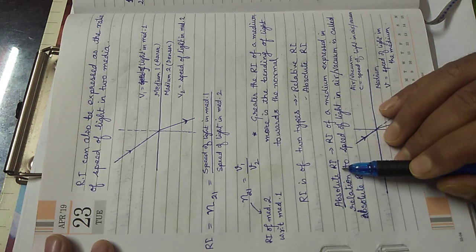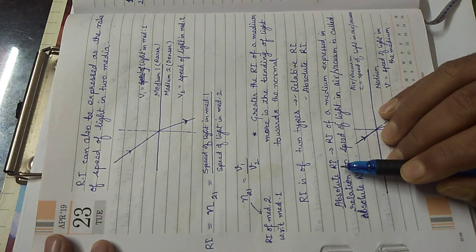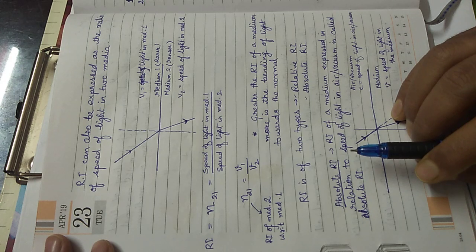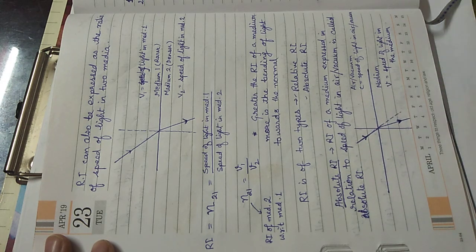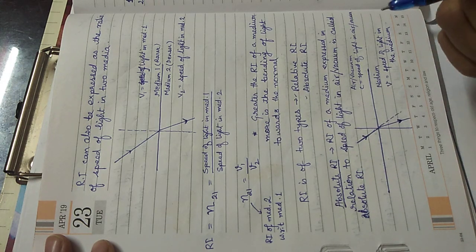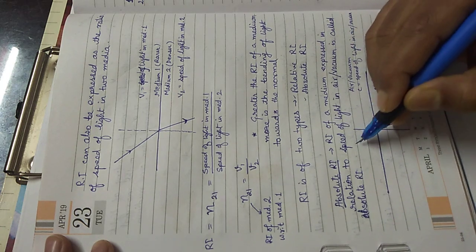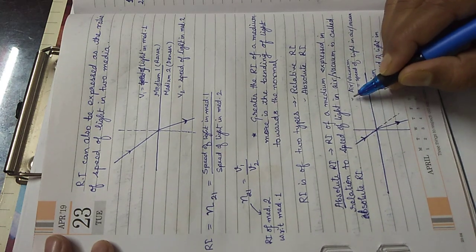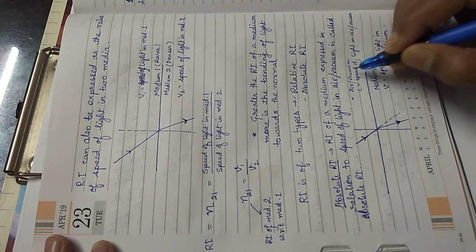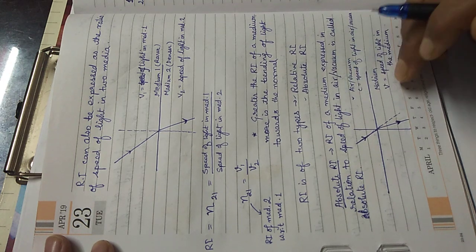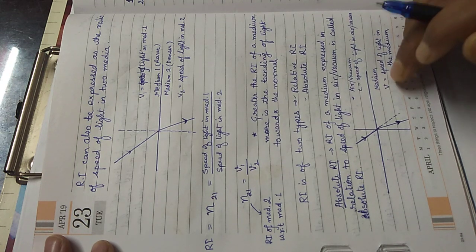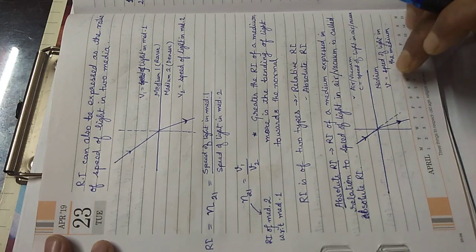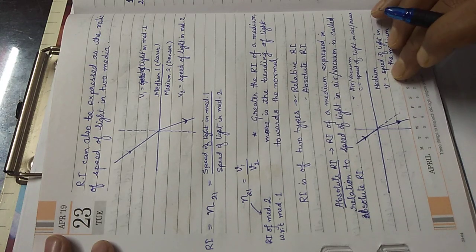Now, what is absolute refractive index? Absolute refractive index is a special type of relative refractive index where the first medium, through which the light is coming, is always air or vacuum. And when you describe the refractive index of any medium in relation to air or vacuum, that is called the absolute refractive index of that medium.